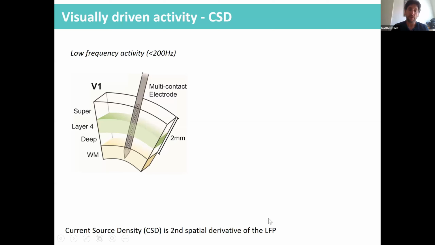Actually the local field potential itself is not super interesting because it doesn't vary much across the layers. It contains global components, which are really the same in all the different layers. So what we tend to do is transform the local field potential to reveal local information. We do that by generating current source density, which is the second spatial derivative of the LFP. That gets rid of the global component and isolates the local components.